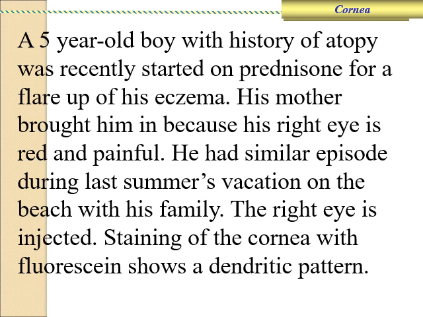The right eye is injected. Staining of the cornea with fluorescein shows a dendritic pattern. What is your most probable diagnosis? Dendritic pattern is diagnostic for herpetic corneal ulcer. Is it related to the prednisone treatment?